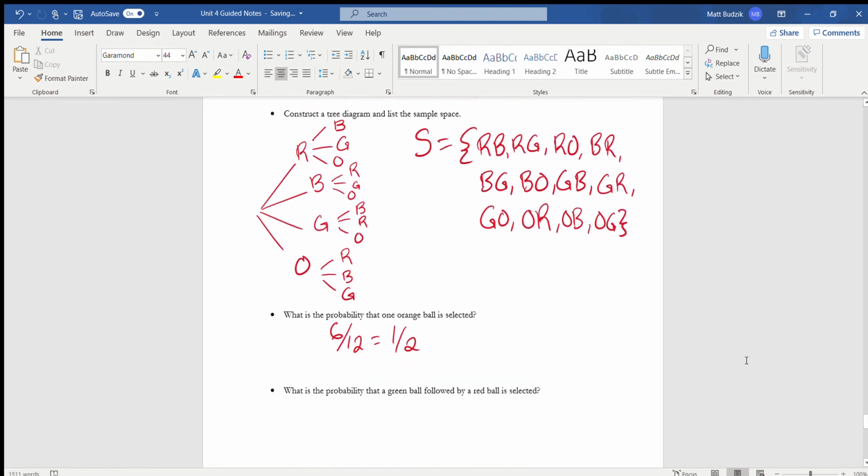And then we want to know what's the probability that a green ball followed by a red ball is selected. So this isn't just green and then red, so this is green then red. It's not just a green ball and a red ball. It's green followed by red, which makes the order very specific. It has to be green then red, so there's only 1 out of 12 that follows that.